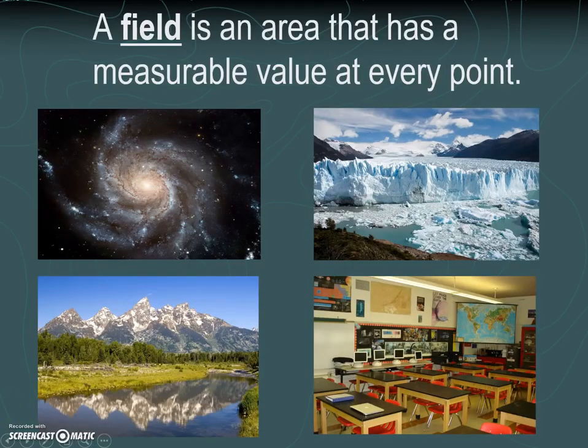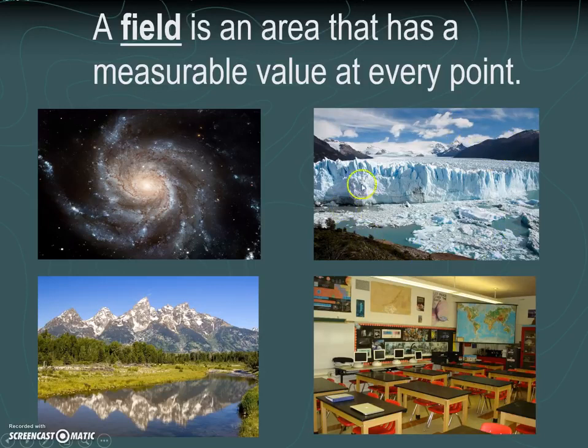A field is just any area on Earth or in space that has some measurable value at every point. So in other words, if we were to look at a galaxy such as this one, at every single point, there's something that we could measure. We could measure the temperature. We could measure the brightness of stars. We could measure the number of stars. We could measure the size of stars. Each of those things is a field.